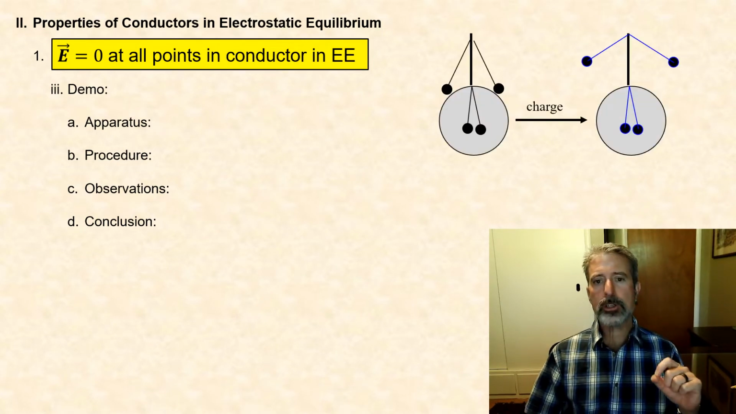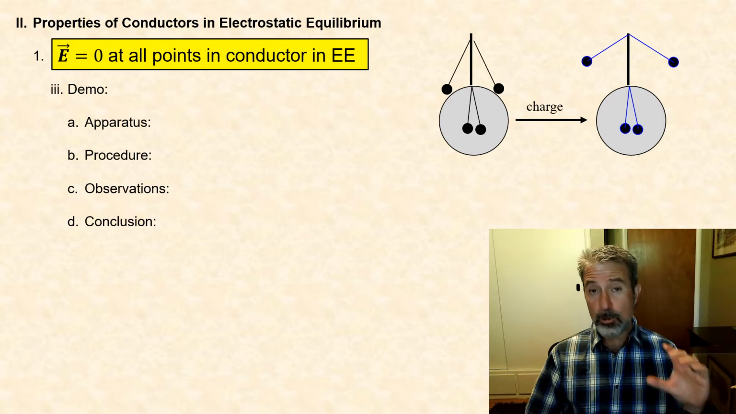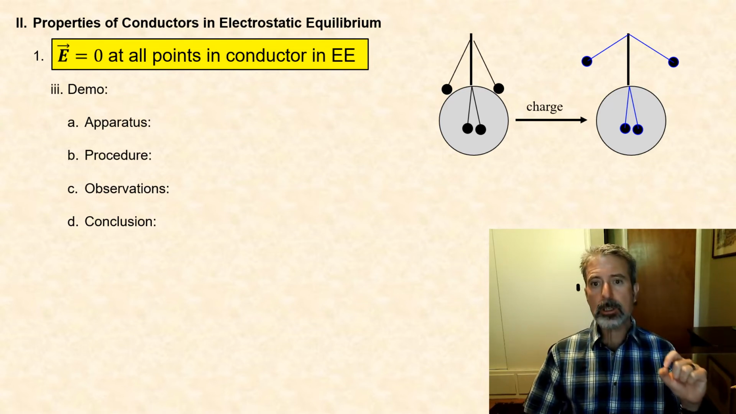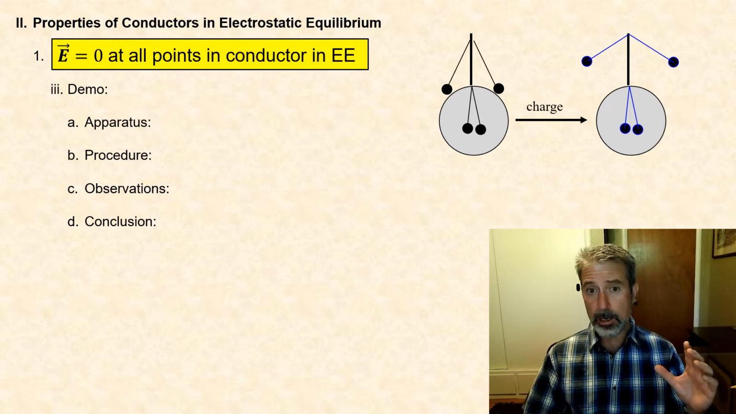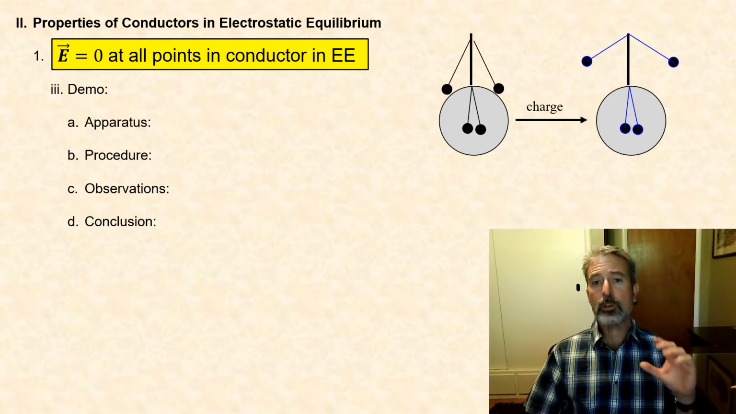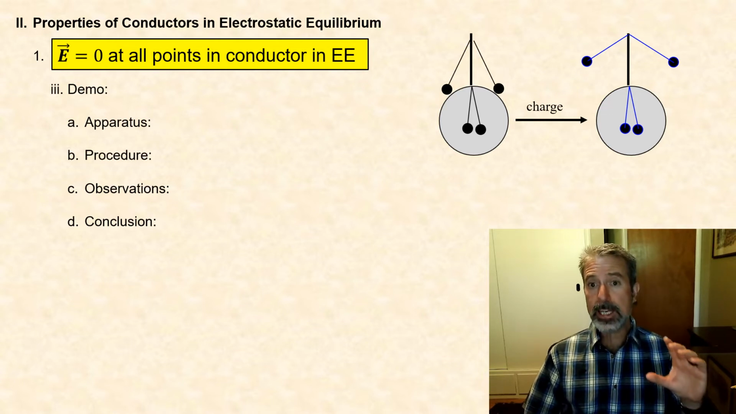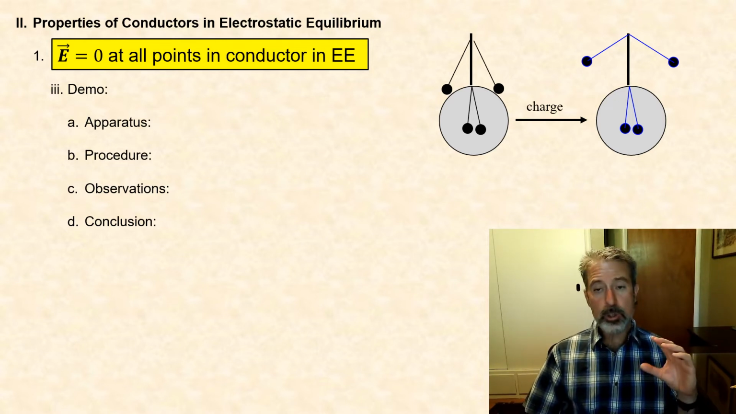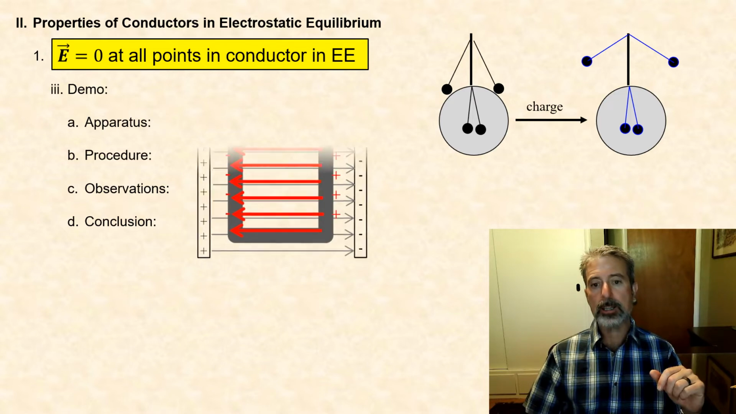So from the demonstration, you notice that the pith balls outside of the conductor move when the conductor acquires this charge, suggesting that there is an electric field in the region outside of the conductor to exert an electrostatic force on those pith balls, on those pieces of styrofoam. But you notice that the pith balls within the cavity of the conductor don't move, from which we can infer that there is no electric field in that interior region of the cavity exerting a force on them.